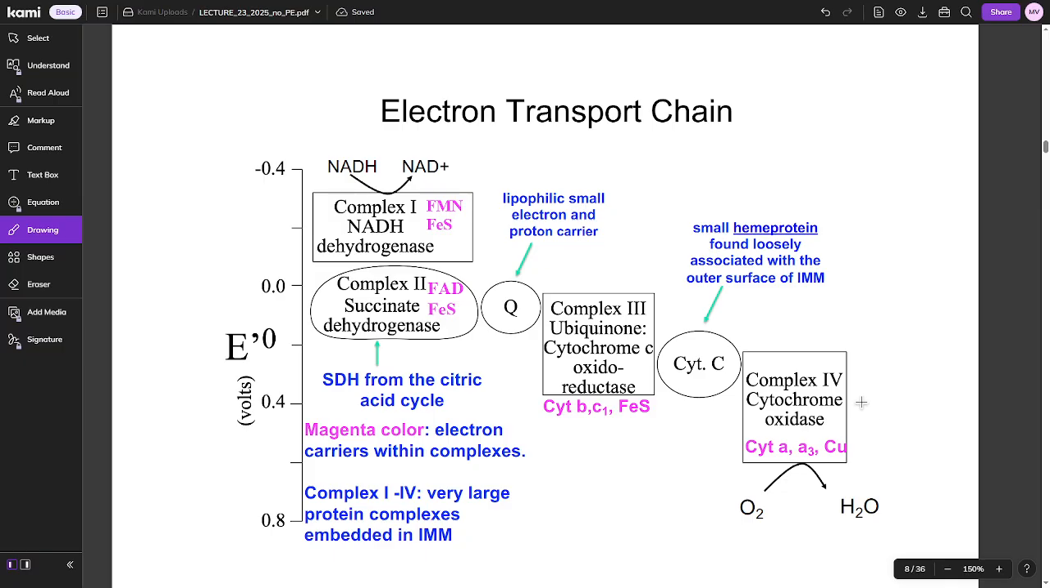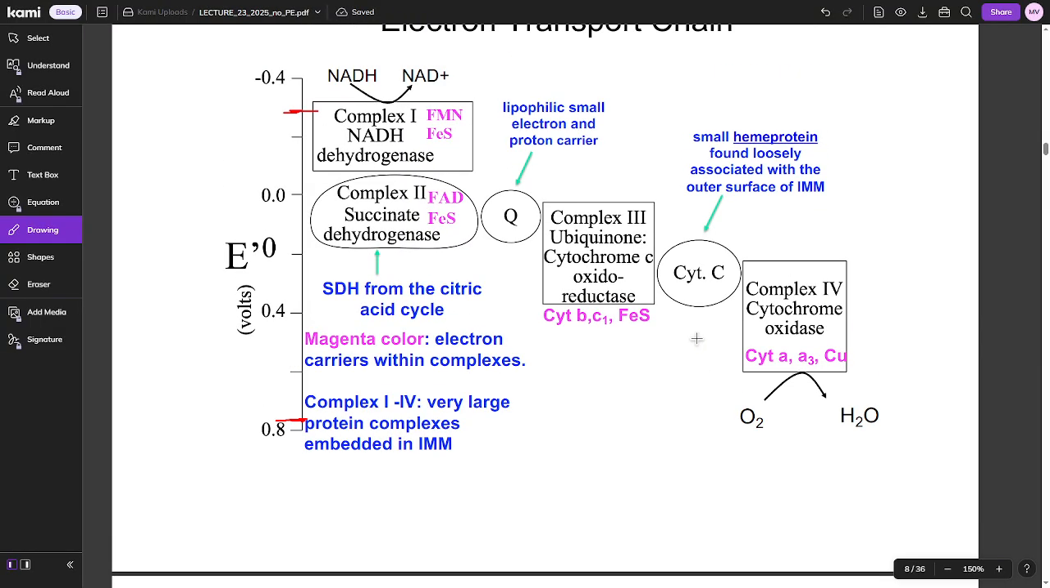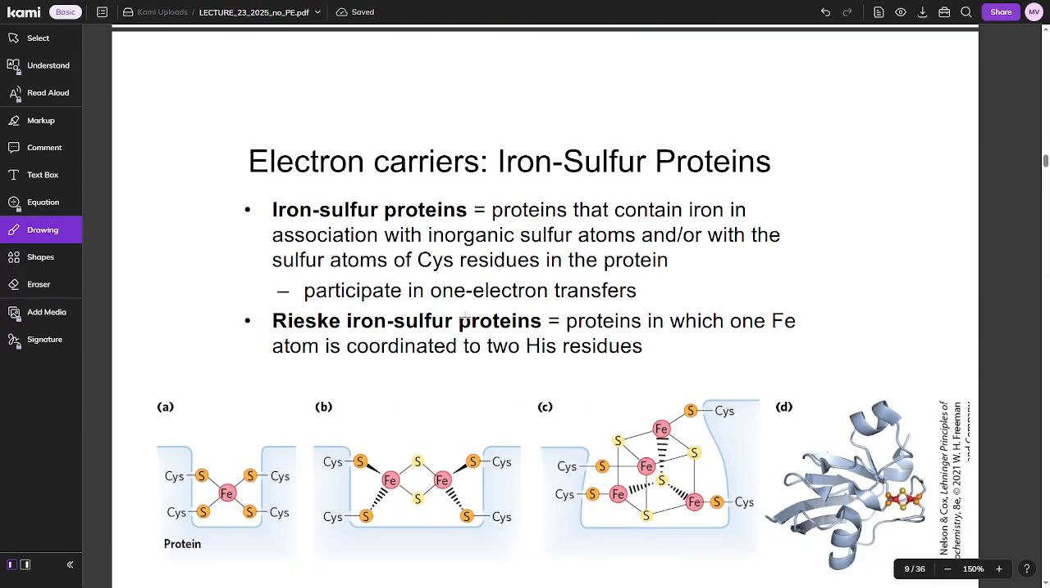And here's a nice little image of what this actually looks like. You can see up here we're starting at around negative 0.35, and then we end up at around positive 0.8 for the reduction potential. If we do 0.8 minus negative 0.35, it's a positive 1.15, so that's a pretty big drop in reduction potential, but we can't do it all at once because we're just going to lose all of our energy as heat, and we need to harness the energy.